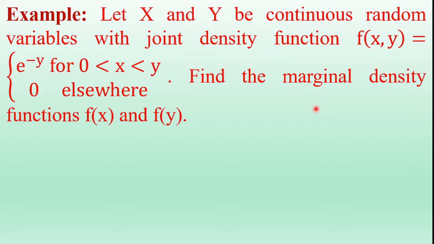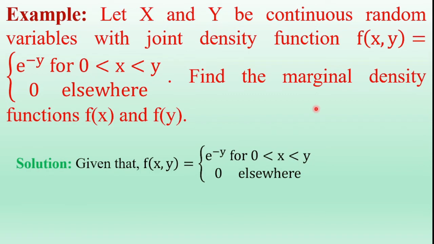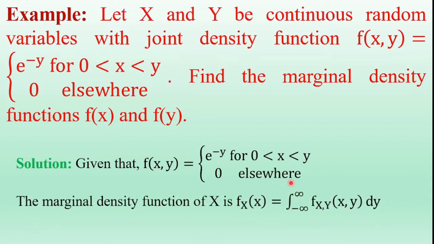Coming to the solution, given that the joint probability density function is e power minus y for x from 0 to y and 0 elsewhere. We know that the marginal density function of the random variable X is f_X(x) equal to the integral from minus infinity to infinity of f_XY(x, y) dy. This is the expression of the marginal density function of the random variable X.